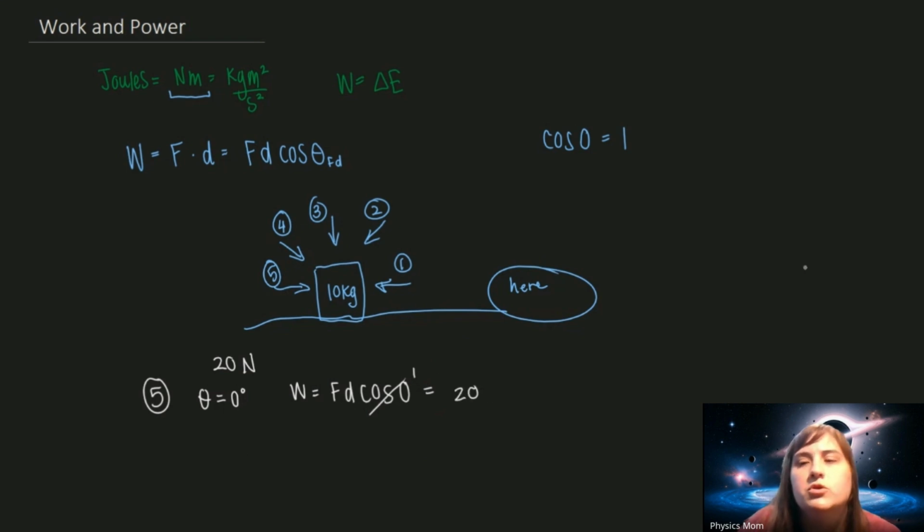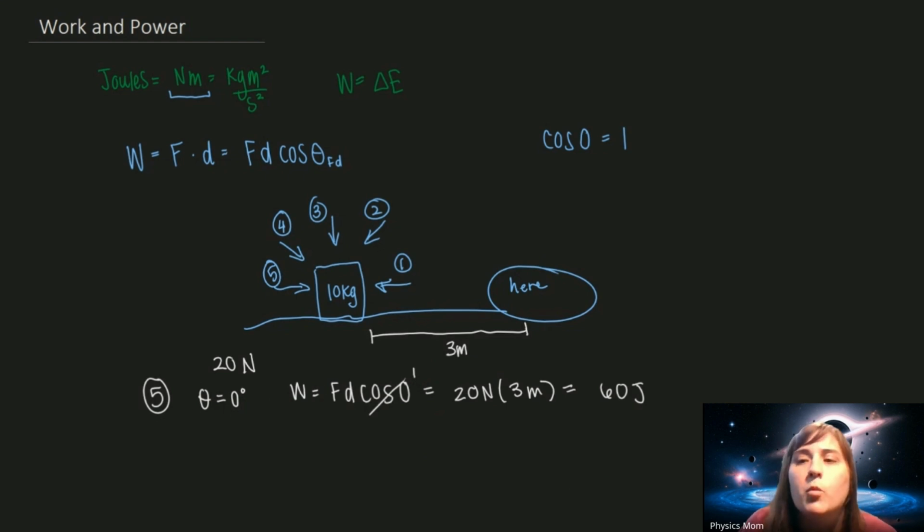It's maximized at 0. The force would be the 20 newtons. And let's say I'm pushing it over a distance. Let's say that this distance here is 3 meters. It's being pushed over a distance of 3 meters. So this is 20 newtons, this is 3 meters, cosine of 0, which is just 1. This is going to give me 60 joules. That's how much work is done on the box in option 5.